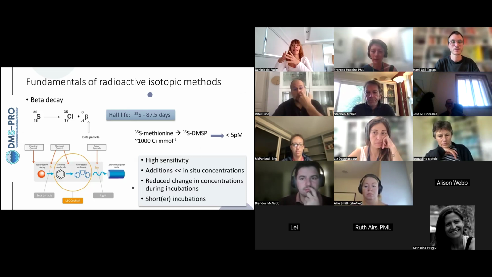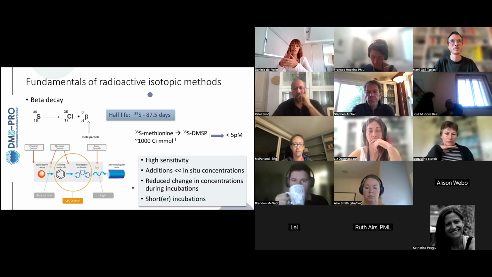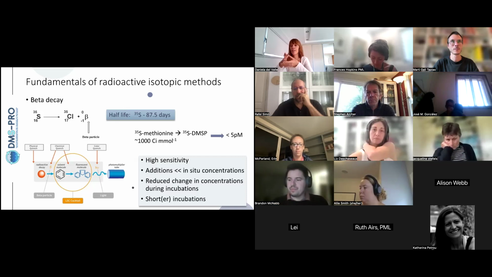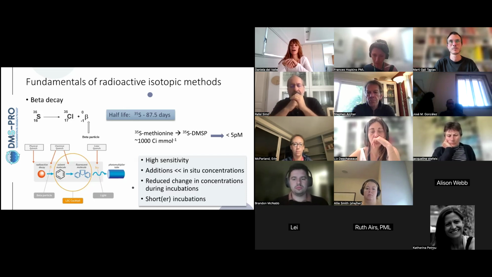This is a very important aspect of this technique because you can truly make tracer additions. For example, when we synthesize DMSP from methionine, we can obtain very high specific activity DMSP, and we can make amendments of less than 5 picomolar for months after we synthesize it. And we still have enough signal to detect changes during relatively short incubations.